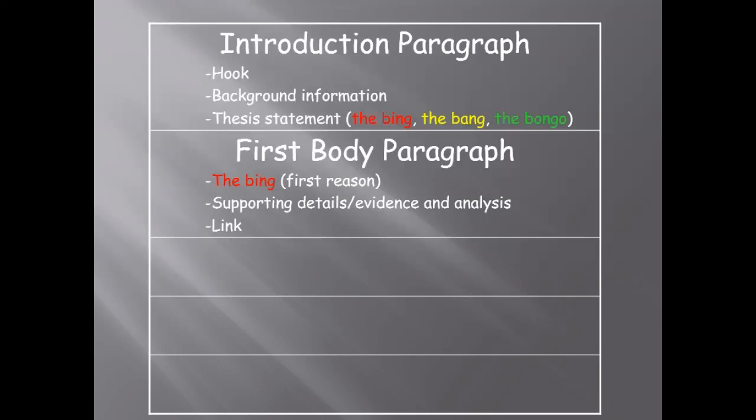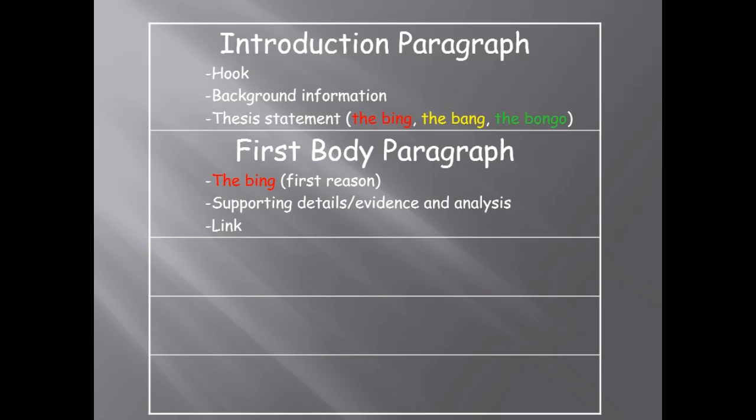So now, that first body paragraph is going to come right after your thesis statement. We're going to go to the next line, hit enter, and then we're going to indent. Hit tab if you're on the computer, and start typing. You're going to restate the bang, your very first best reason. And then you're going to support it. You're going to have to give us some details, some evidence, some analysis. And then a link. And when I say link here, I really mean transition word. You're going to have to transition from your first body paragraph to your second one.